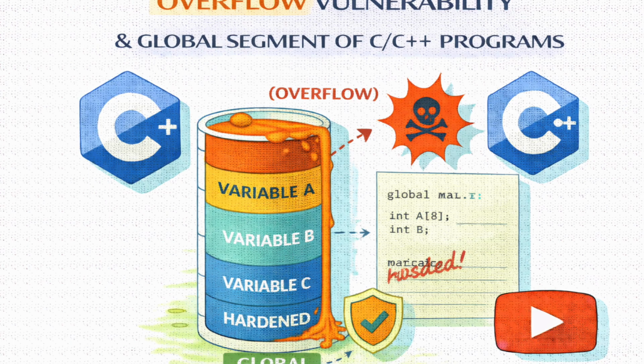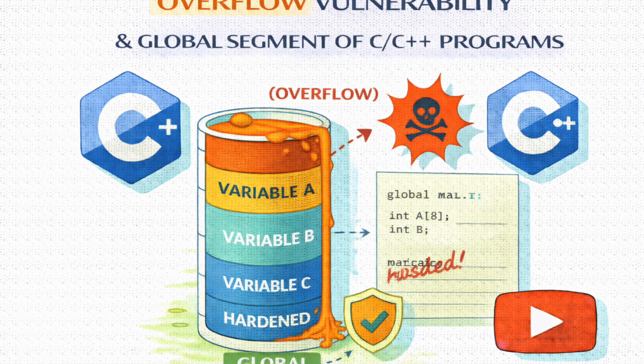It really is a comedy of errors. The global variable puts it in the BSS, which gives you a static address. The struct puts the buffer and the pointer next to each other. And the missing bounds check builds the highway for the attacker to drive on.